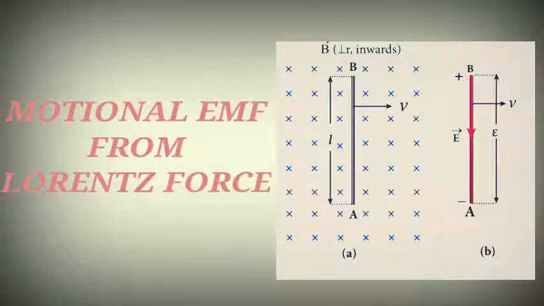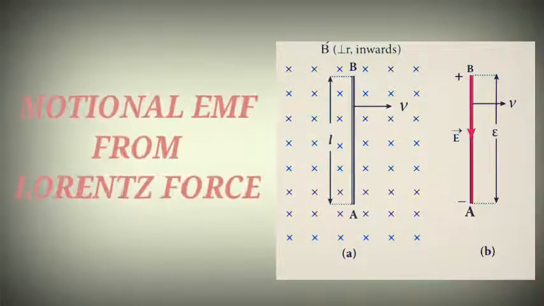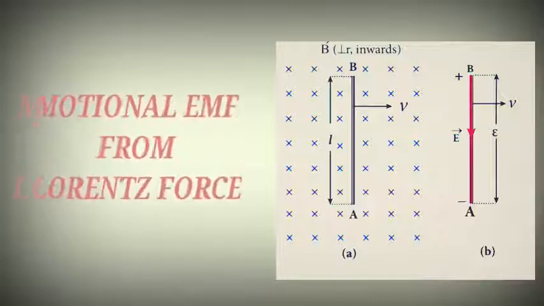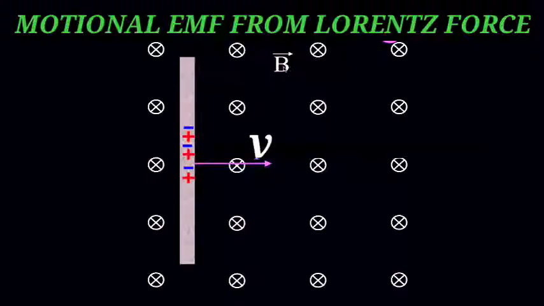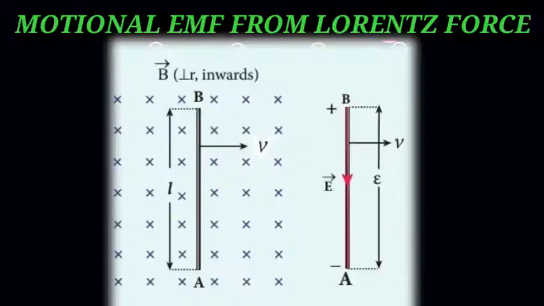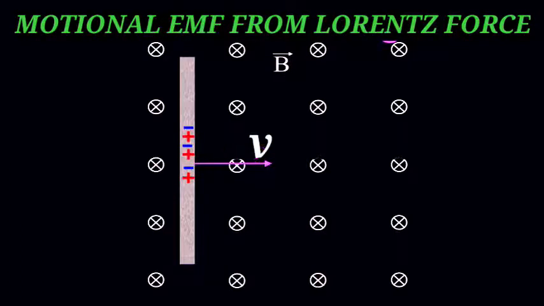Good morning. Next topic, motional EMF from Lorentz force. Consider a straight conducting rod AB of length l in a uniform magnetic field B vector, which is directed perpendicularly into the plane of the paper as shown in figure 4.9a. The length of the rod is normal to the magnetic field. Let the rod move with a constant velocity v vector towards the right side.